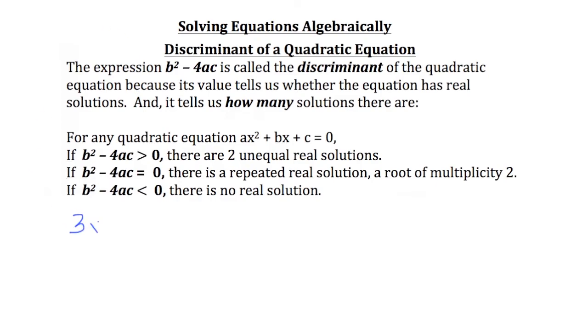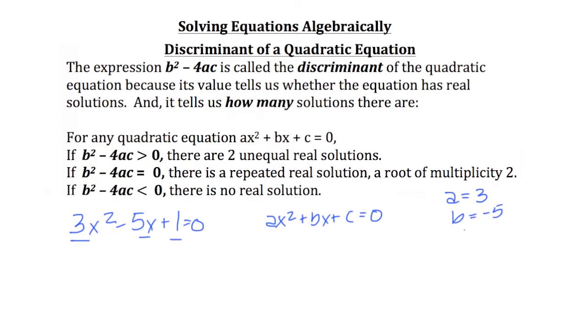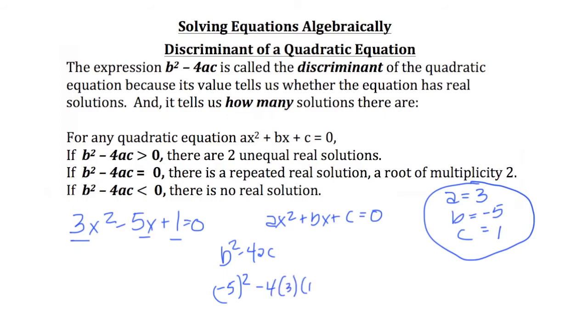Let's take the equation, for example, 3x squared minus 5x plus 1 equals 0. You can see we have the equation in standard form, the ax squared plus bx plus c equals 0 form. So we have 3, -5, 1. We can see that a equals 3, b equals -5, and c equals 1. When we know those values, we plug them into the discriminant, b squared minus 4ac. We take -5 squared minus 4 times 3 times 1, which equals 25 minus 12, which equals 13. Since the discriminant is greater than 0, we know there are two real solutions.